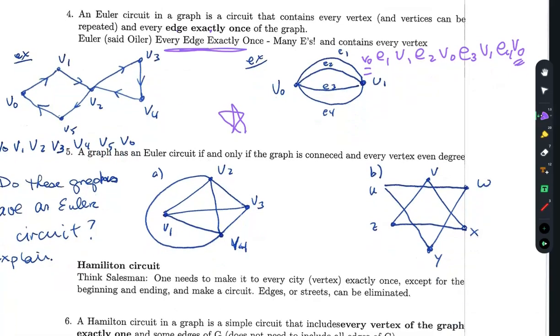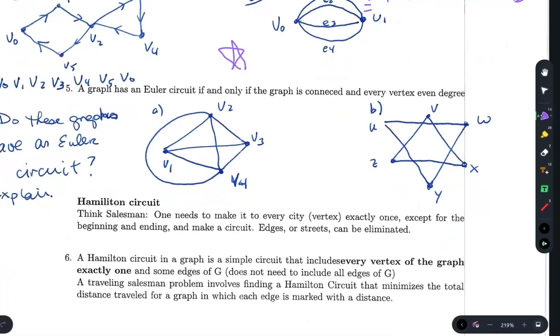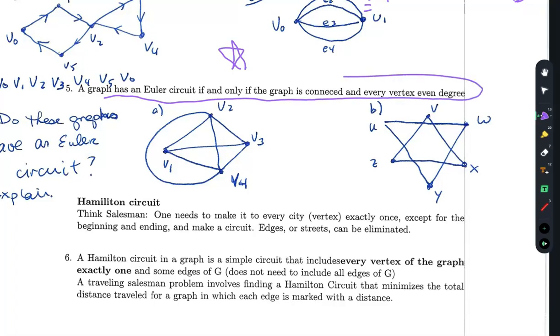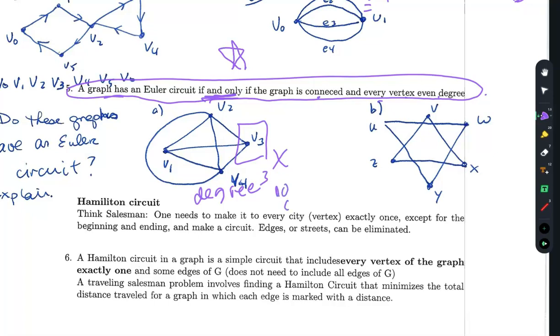So remember, every edge exactly once, you can repeat the vertices. So Euler has edges repeated. Okay, so then here, is it possible? Here's a big definition I want to make sure you know. If and only if: an Euler circuit is only possible if the graph is connected and every vertex has an even degree. Oh no, right here, I can see that that's a degree 3. And since that's degree 3, no Euler circuit.